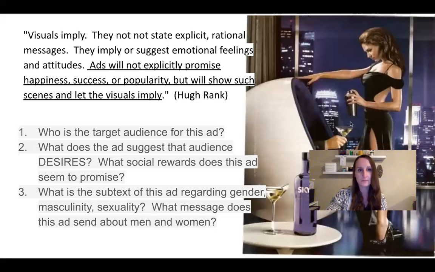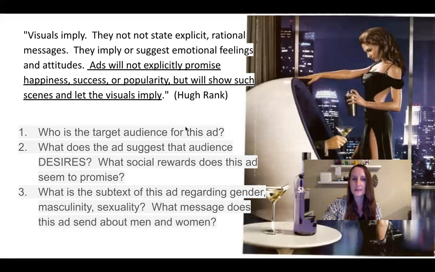So as we look at these ads, we're going to think about who's the target audience. What does the ad suggest the target audience wants? What does the ad seem to promise to people beyond, this vodka tastes good? What else does it seem to promise will come with the product? What is the subtext of the ad regarding gender, masculinity, sexuality? What message does the ad send about men and women? So you can look at this and think through those things.